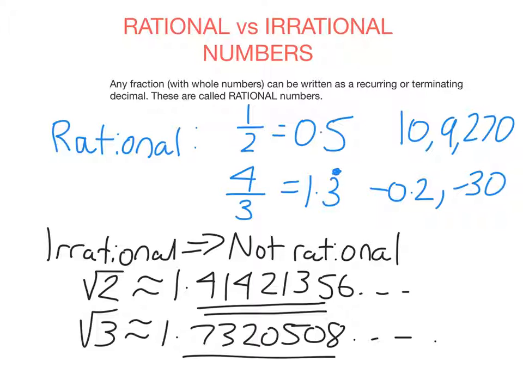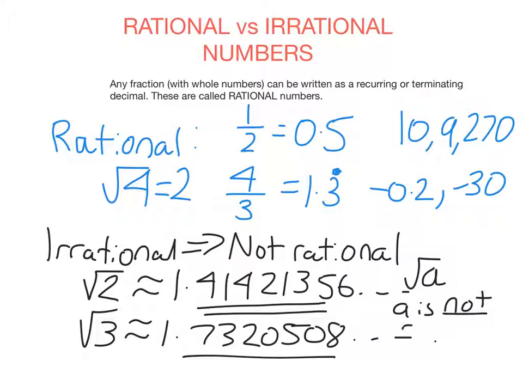The square root of 4, however, is rational because the square root of 4 is just equal to 2. Remember, the square root of a number is saying what number do you multiply by itself to get that number. So square root of 4 is a rational number because 4 is a perfect square. So if you take the square root of a, and a is not a perfect square, then the number is irrational. Any such number is irrational.